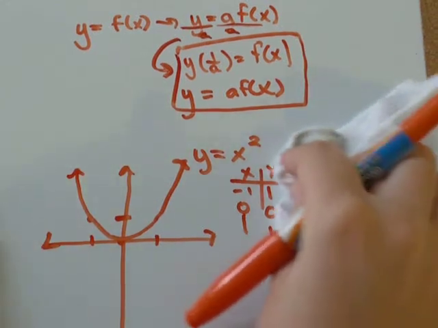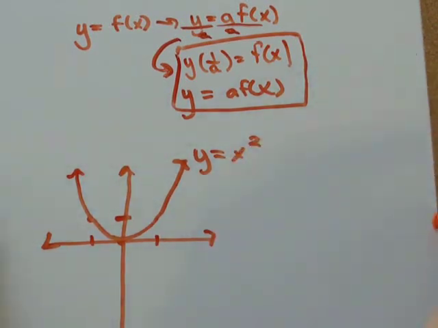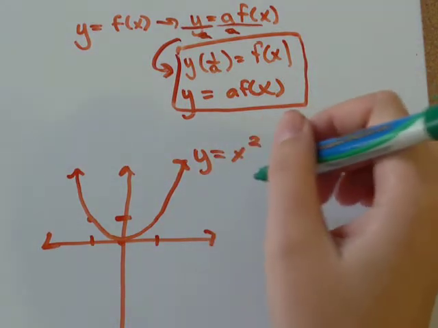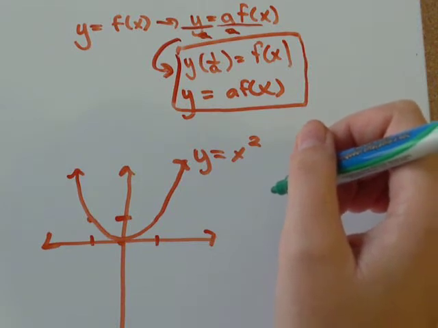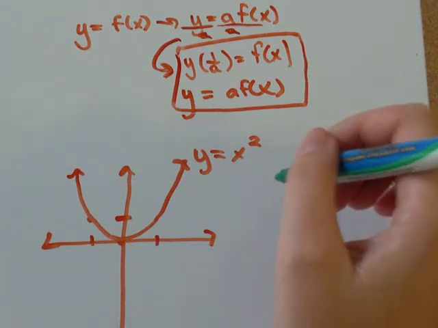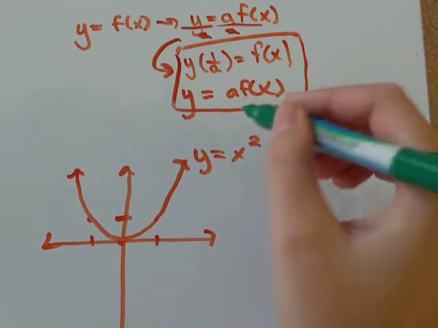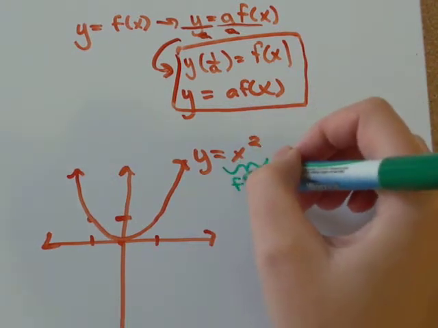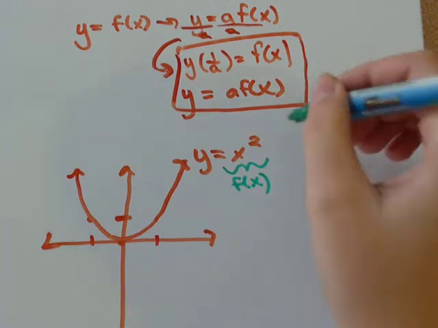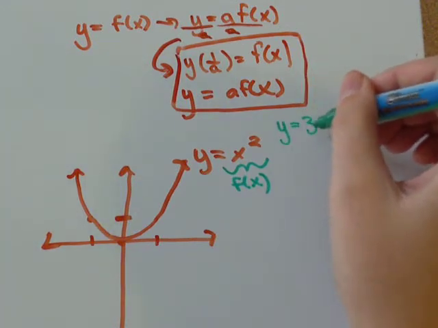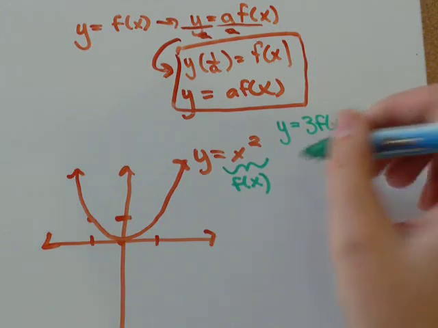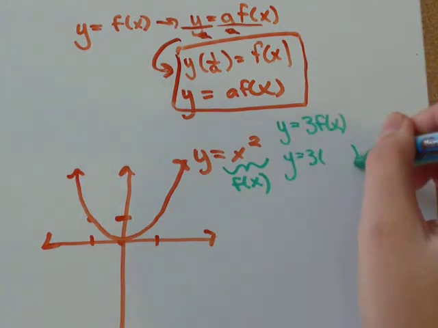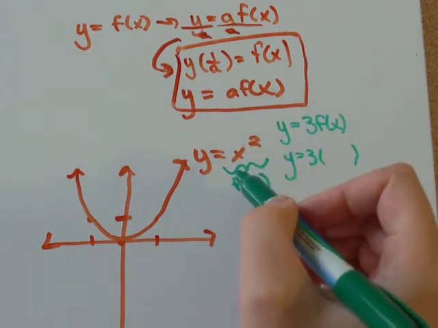So what happens if we do a vertical stretch to that graph? So I think I'm going to use my green pen for our stretch. So, let's stretch it by a factor of 3 maybe? So, this x squared, that's our f of x. So when we go to write y equals 3f of x, what we mean is y equals 3 times, in this case, f of x is x squared.